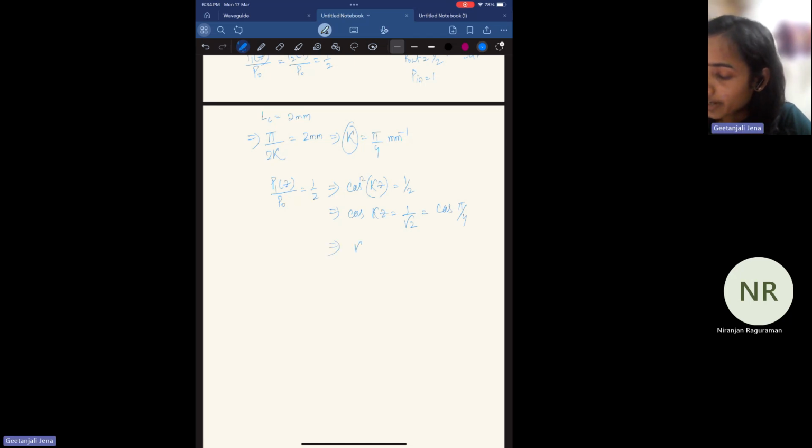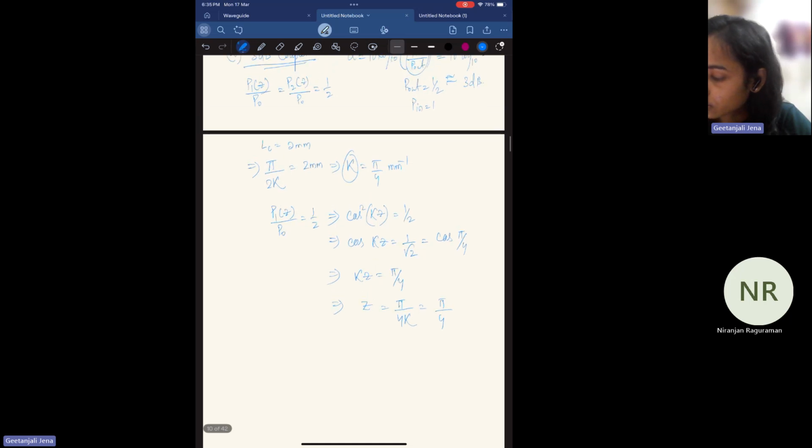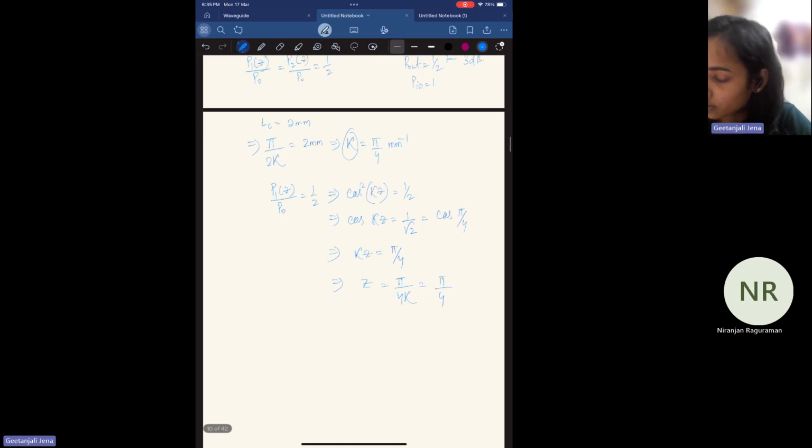So that means now we have kappa Z is pi by 4. So Z is pi by 4, which is kappa, we got it around pi by 4, right? This is pi by 4. This will give 1 millimeter. So that means at this wavelength, at this interaction length, we will have 50-50 power in both the input port and the output waveguide.